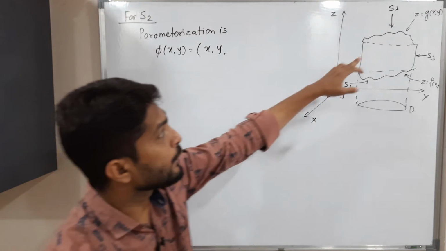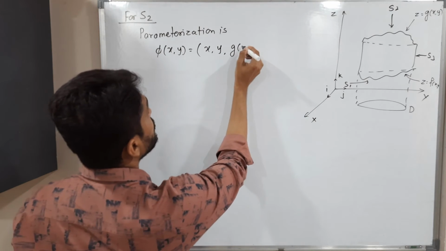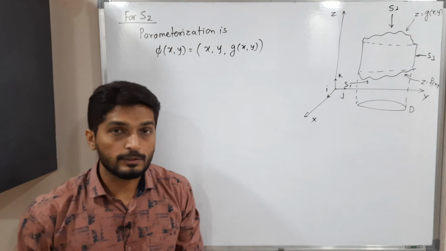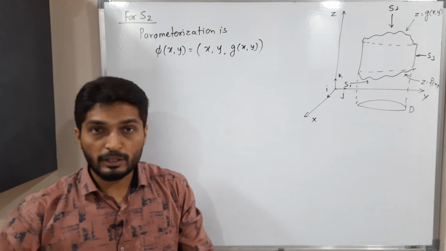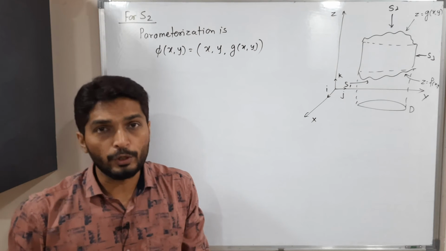But for S2, what is the equation of S2? z is equal to g of x y. So I can write here g of x y. So you know well how to find the value of a surface integral. For that we need to find the parameterization, then the cross product of phi x and phi y. So all these things I am going to do now.